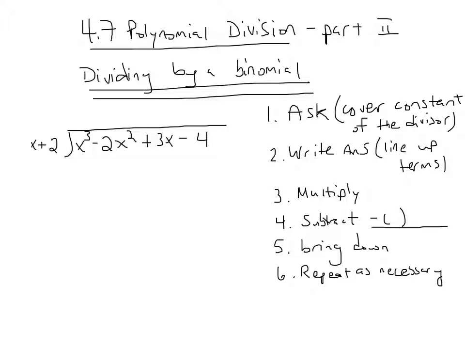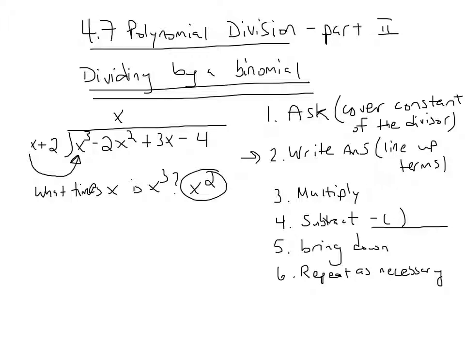So the question we're going to ask is, how many times does x go into x cubed? Or better yet, what times x is x cubed? What do we need to multiply by x to get x cubed? That's the question. And then the answer to that question is x squared. If we multiply x times x squared, we get x cubed. And it says write the answer. Okay, so we're going to write the answer and line up the terms. Since the answer is x squared, we're going to write it above the other x squareds.